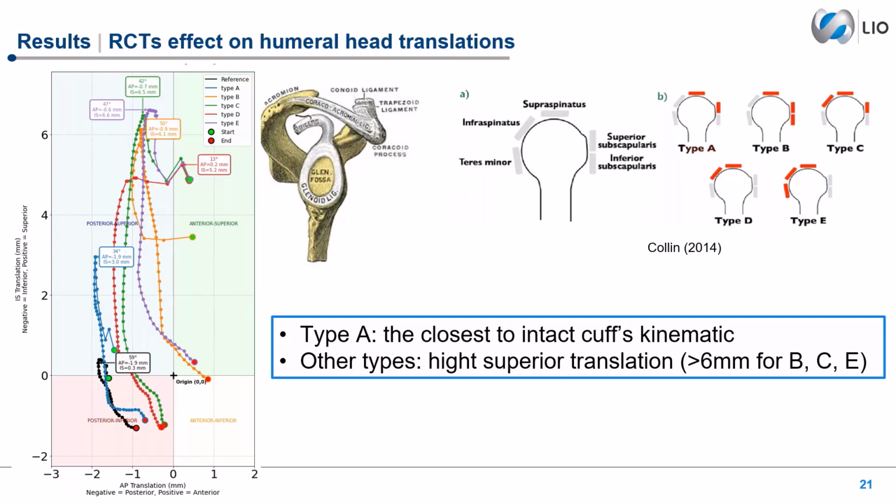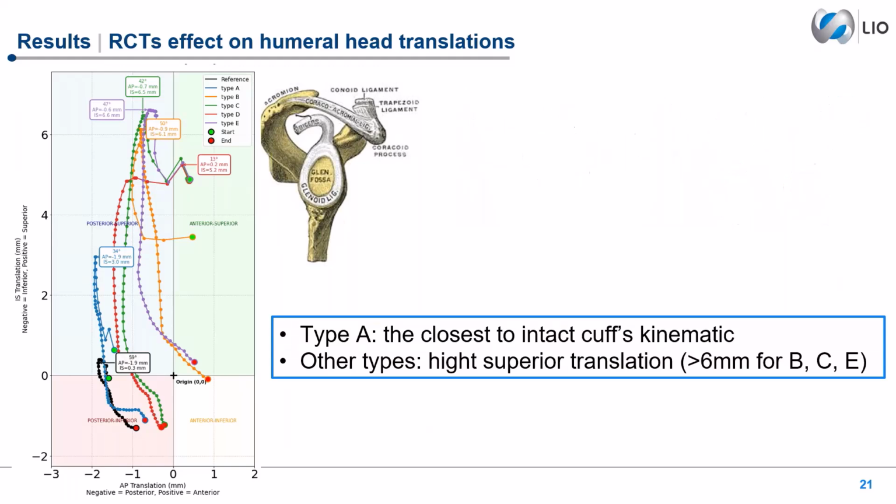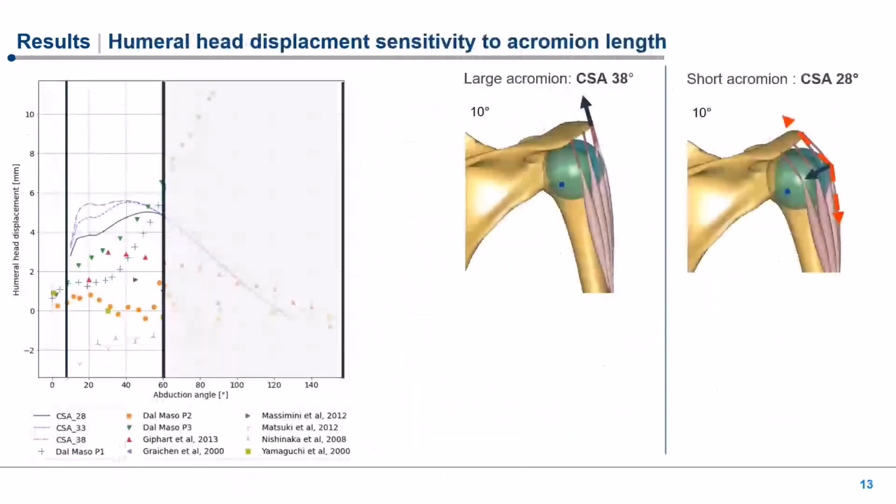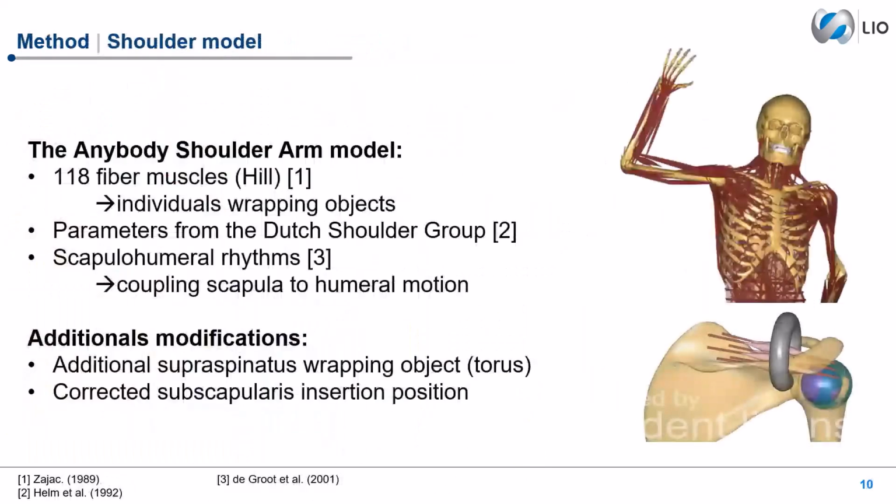Yeah. I've been looking into the moment arms, and they are always continuous. All the adjustments I did at the beginning, the additional torus and the adjustment of the subscapularis insertion position, were to have moment arms of the muscles that are continuous and in the range of the ones I found in the literature.